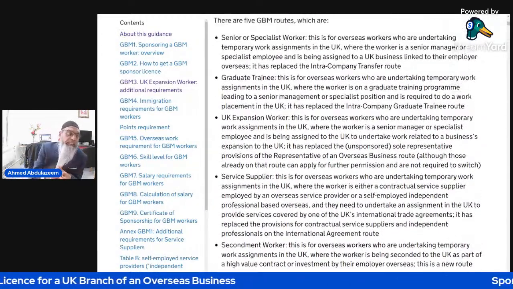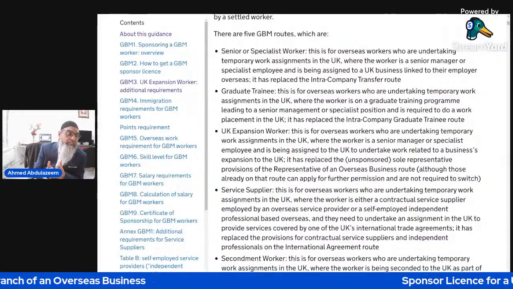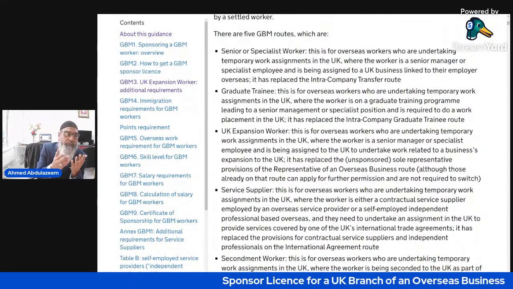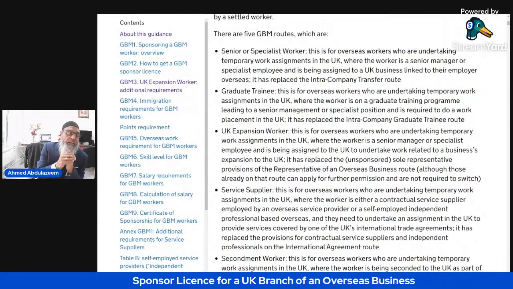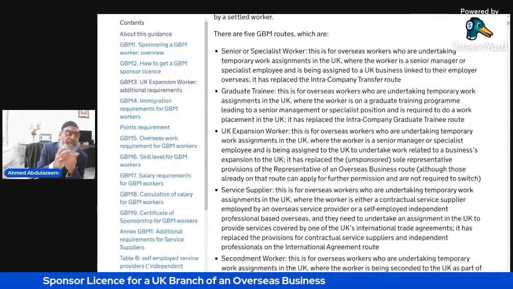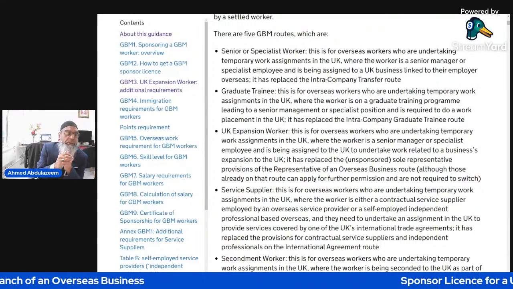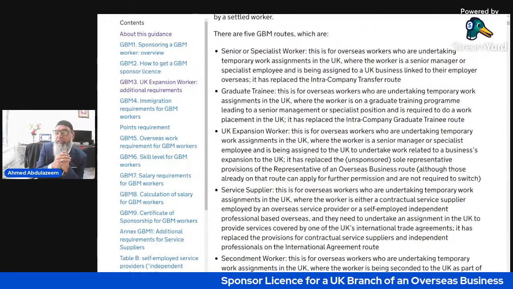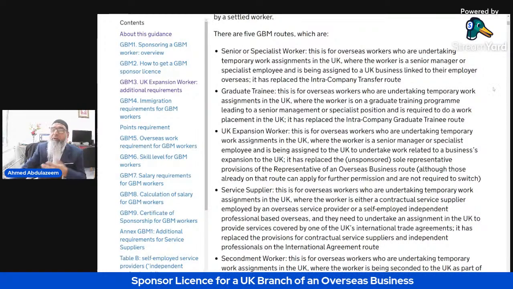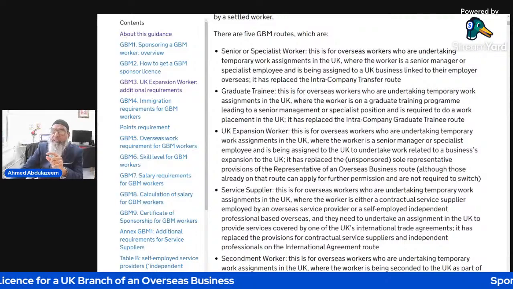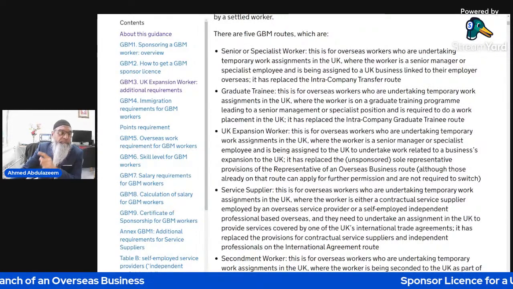I remind you that in this session I can just highlight the things. For further details, I am providing you the official documentation. You can always check this in your own time live on the website, and also you can contact us later if you need to clarify or obtain further information regarding this. So within the GBM, one of the categories is UK expansion worker.